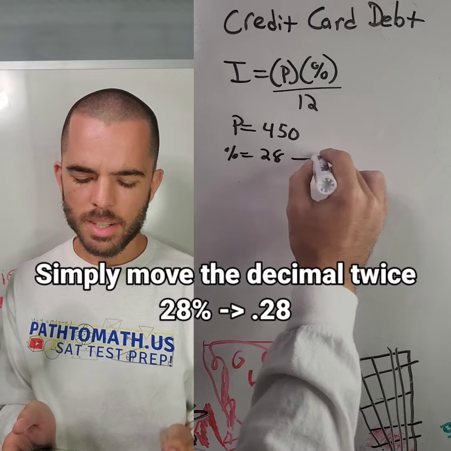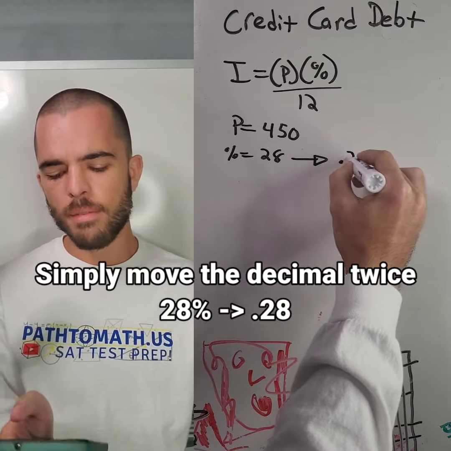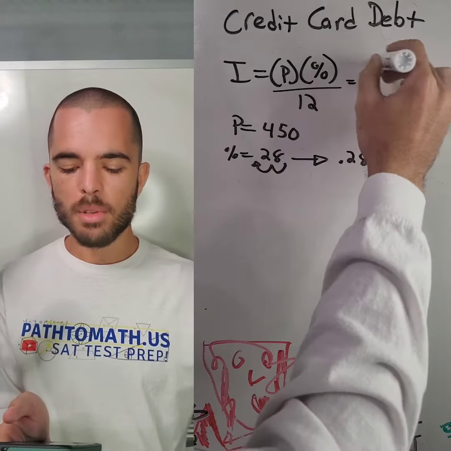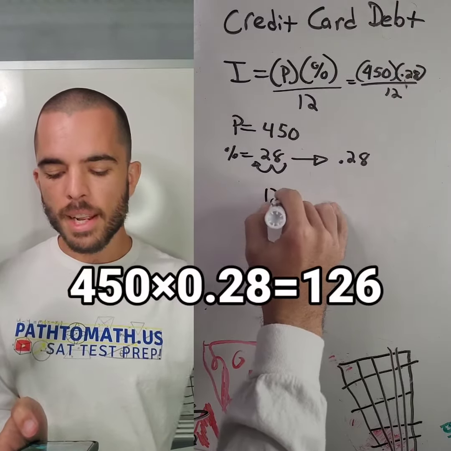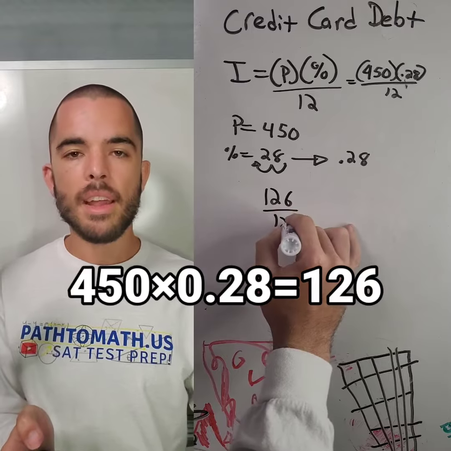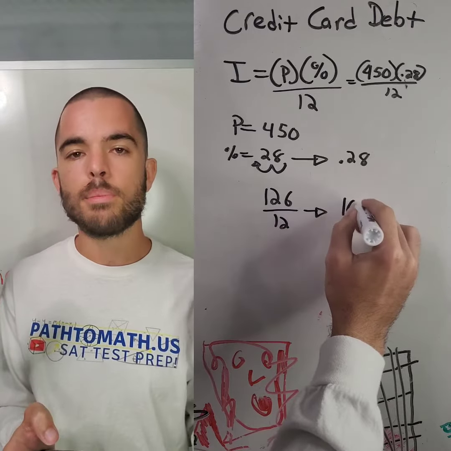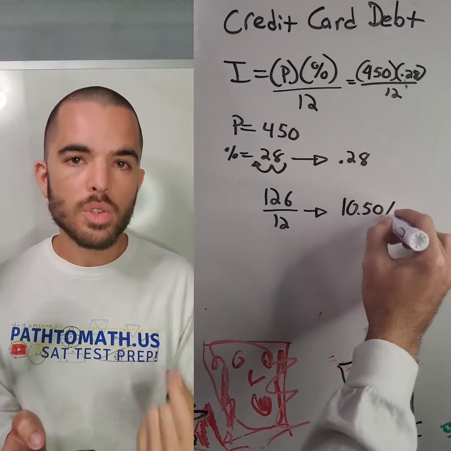So for this situation, let's say we have an initial debt of $450 and the percentage that we're locked in at is 28. We take those numbers, we plug them in, and we use our calculator to find out that we're going to be adding on $10.50 per month to our initial credit card debt.